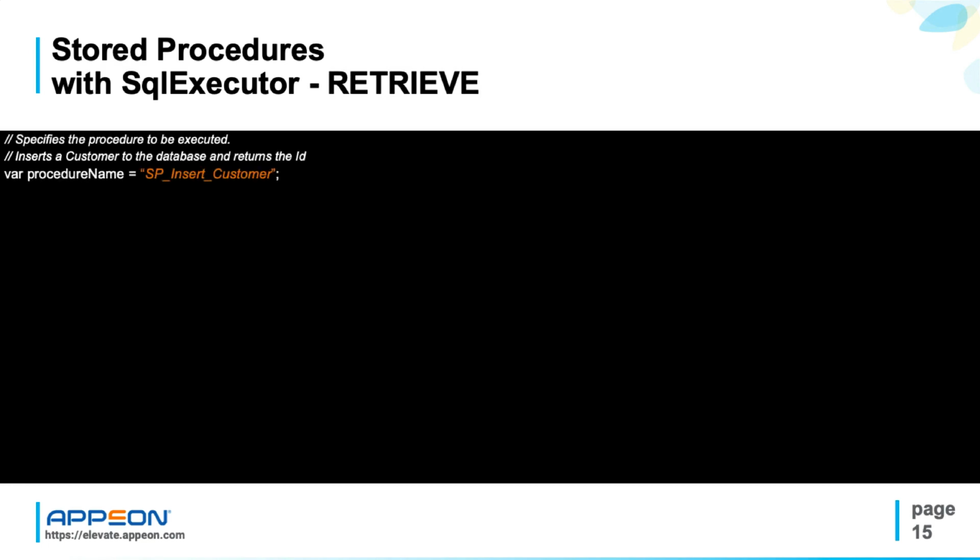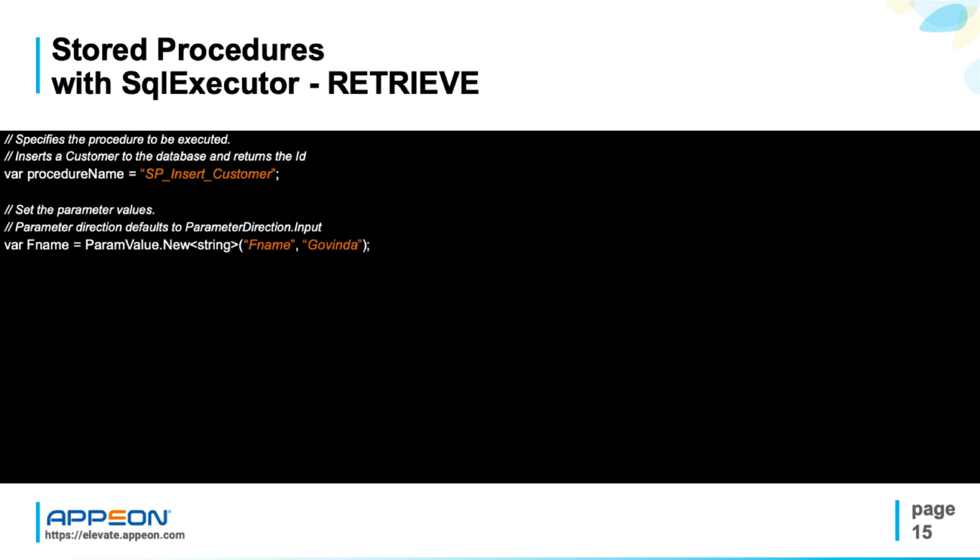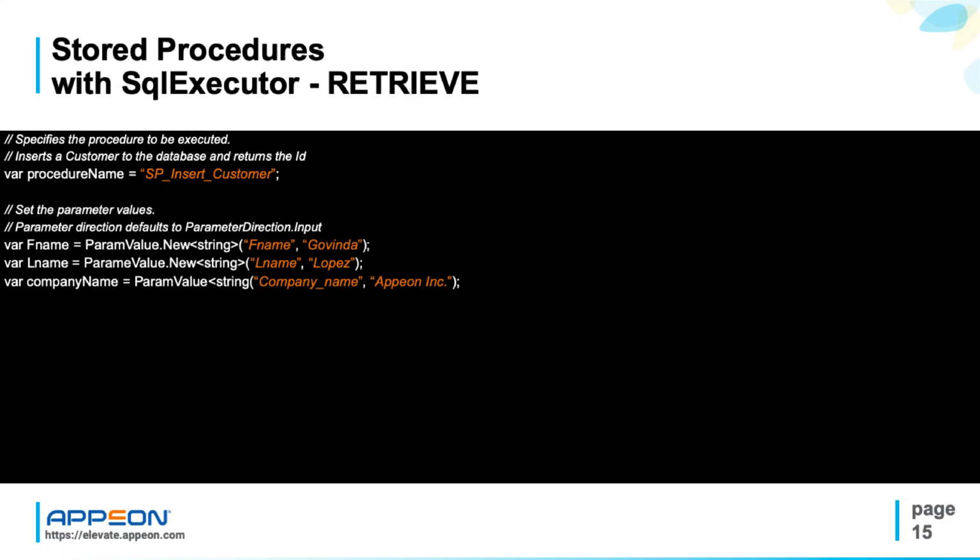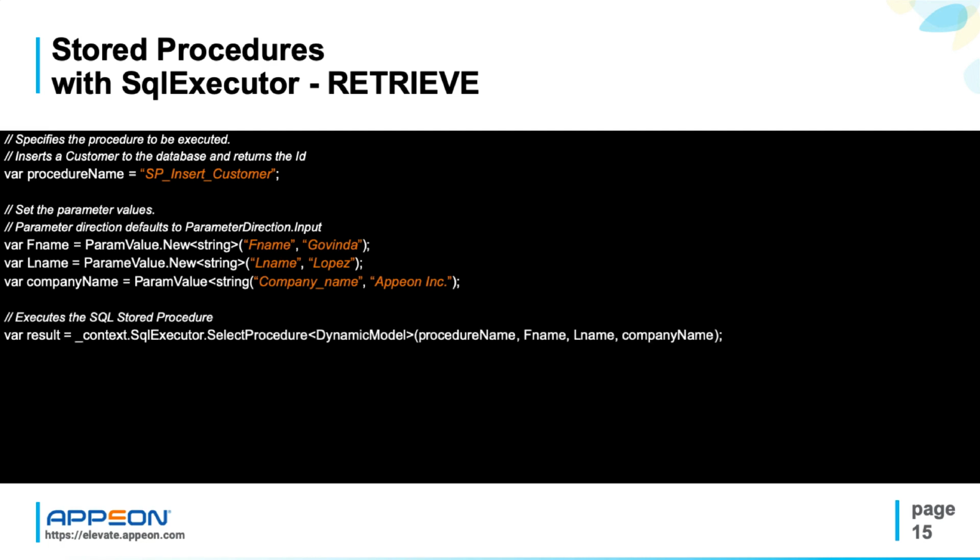Let's see some code that will retrieve using a stored procedure. First, we specify the procedure to be executed. This stored procedure inserts a customer to the database and returns the newly created ID. We set the parameter values and the parameter direction as input. Then we execute the stored procedure. We now get the customer ID from the result.